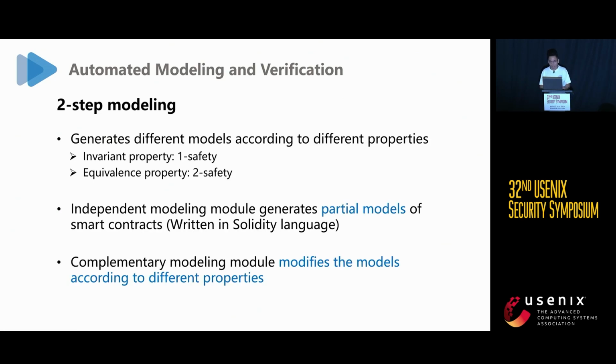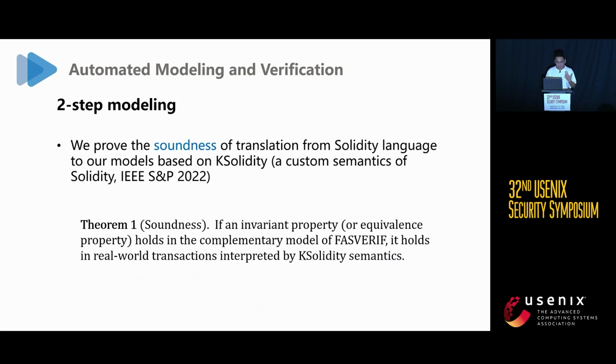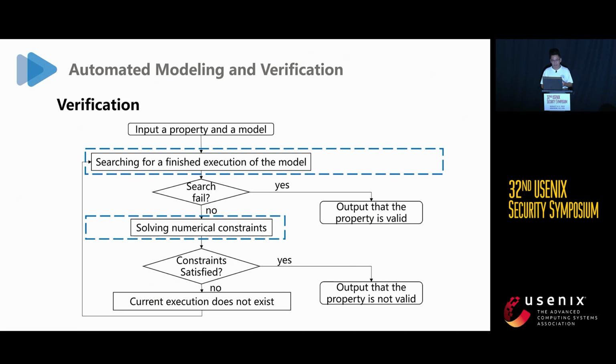Besides property generation, there are also questions about modeling and verification. For automated modeling, since the equivalence property requires reasoning on multiple executions, we propose a two-step method to generate different models according to the invariant property and the equivalence property respectively. Besides, we prove the soundness of the translation from the Solidity language to our models based on a custom semantic of Solidity. Also, we implement the automated verification by modifying the source code of Tamarin prover and adding additional support for numerical constraint solving.